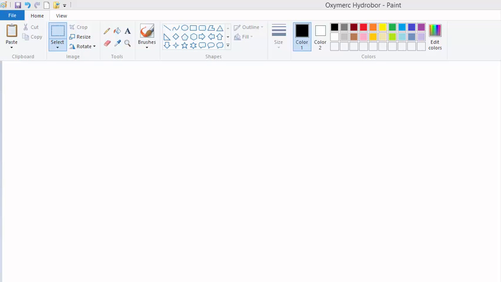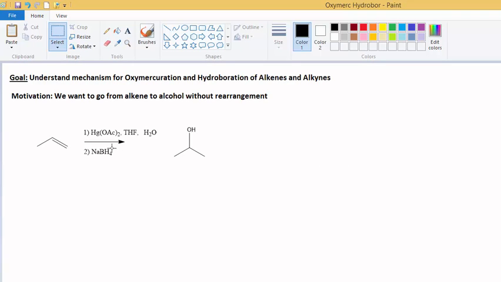First of all, let's talk about a few things. The first reagent you see here is Hg(OAc)2. That is mercuric acetate. It actually looks like this. If you know what the acetate group looks like, it pretty much looks like this. On either side, this would be one of the OAc groups, and this would be the other OAc group.